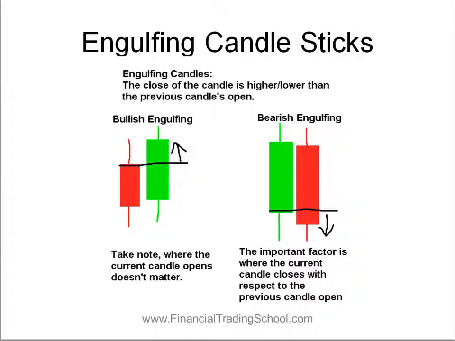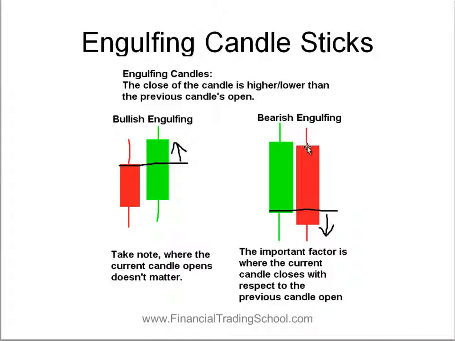So this is going to be the third type of candlestick now. We've covered dojis and pin bars before. So this is what they look like. The whole point of engulfing candles is you're supposed to spot the current close compared to the previous open. So you have two types, bullish and bearish.